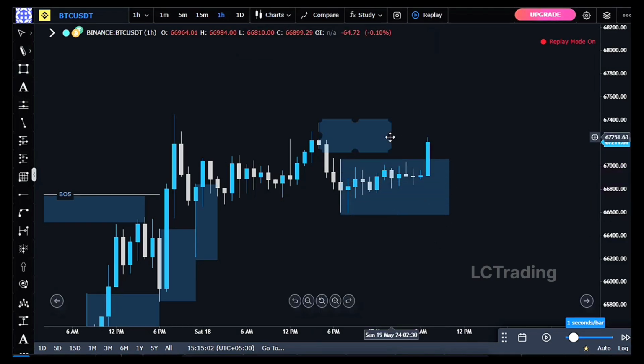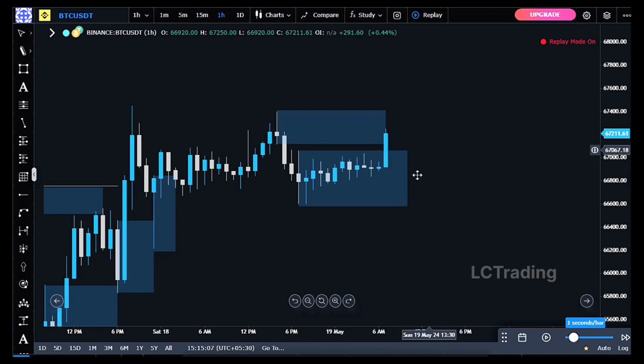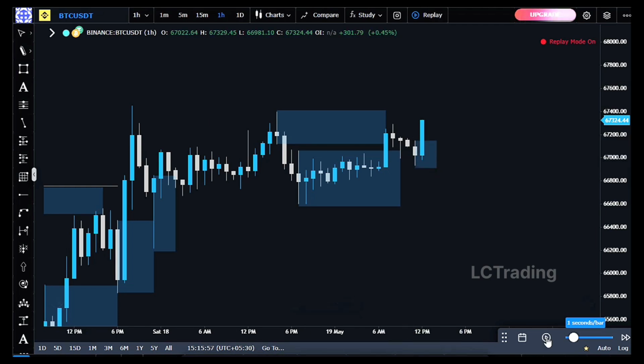Market mitigating this sell side order block and mitigating our buy side order block and moving upside. Again, it's our proper order block. Market mitigating our order block and creating one order block. And this order block failed. Market took all the stop losses.